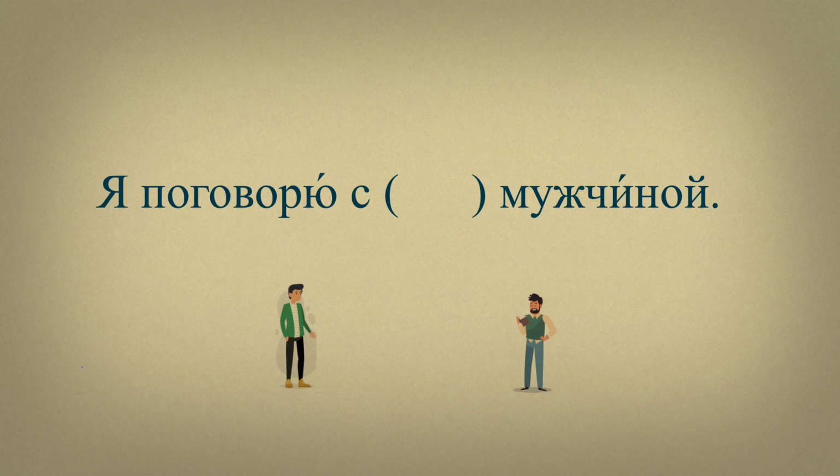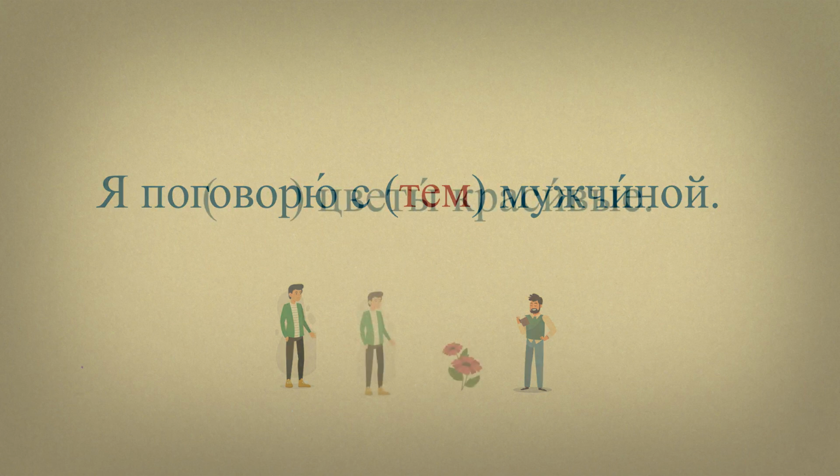Let's practice. Read a sentence, look at the picture, and insert a pronoun in the right form. You will have 5 seconds to do the task. Let's get started. Я поговорю с мужчиной. The right answer is тем. Я поговорю с тем мужчиной.